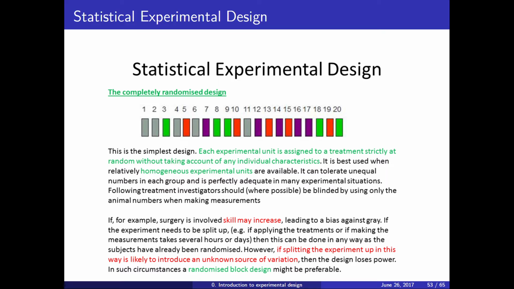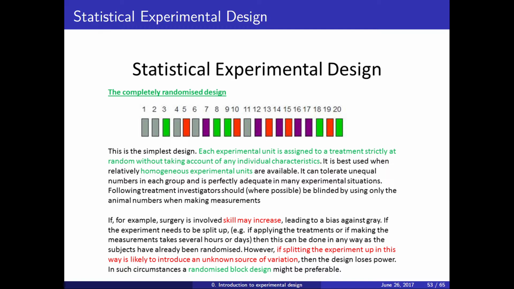Another kind of design is the completely randomized design. This is the simplest design. Each experimental unit is assigned to a treatment at random, without taking into account any of the individual characteristics. This is good when you have homogeneous experimental units, and it can tolerate unequal numbers, so the groups don't need to be balanced, but it is better if they are balanced, because then the comparisons will have better variances. But it may have a problem.